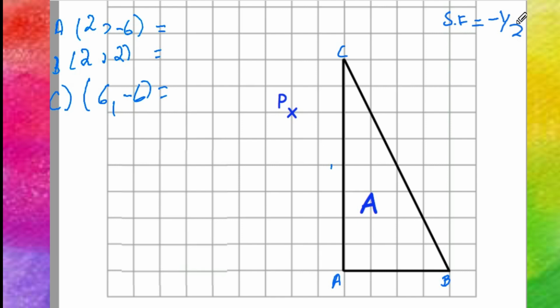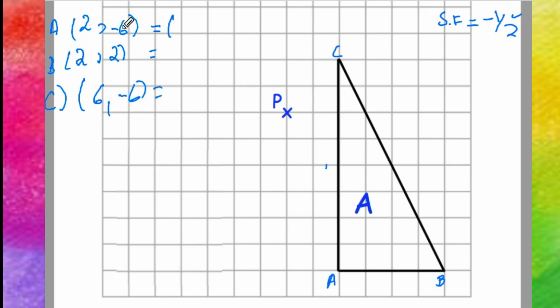What we need to do is apply our scale factor. That's important because we need to find the enlarged shape according to your scale factor. Okay, look here. What you need to do now is multiply each number of your point with your scale factor, that is minus 1 by 2.